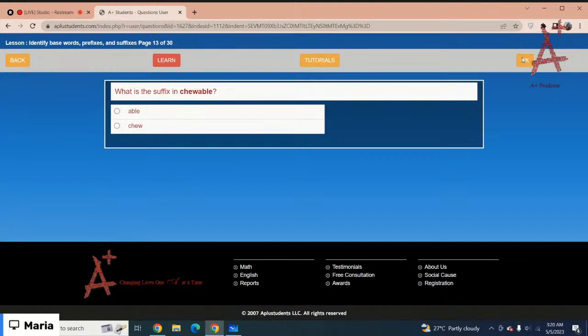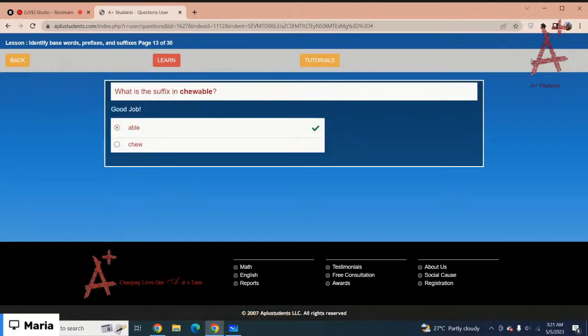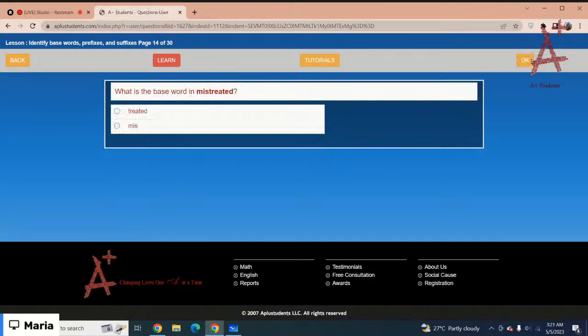Chew is not the suffix. Able is the suffix. Chew is a word. Although able is a word, here able is the suffix. Suffix is the one that comes after the base word. So when you are asking for the suffix, it would be able. Think and then answer. Don't answer right away.